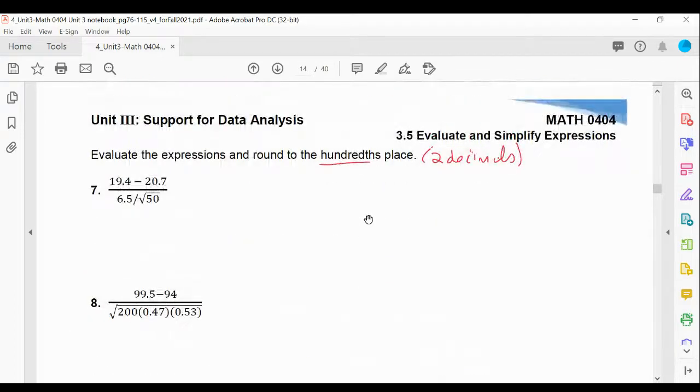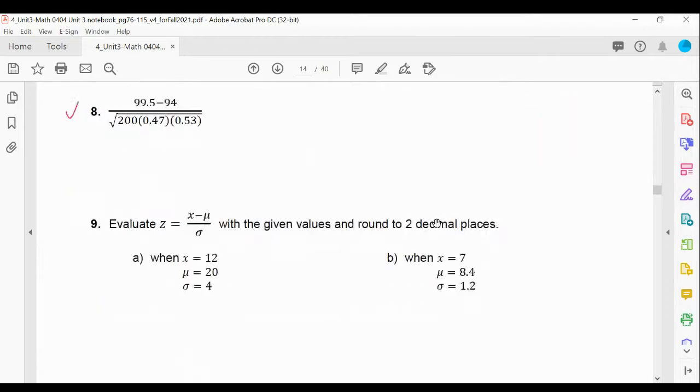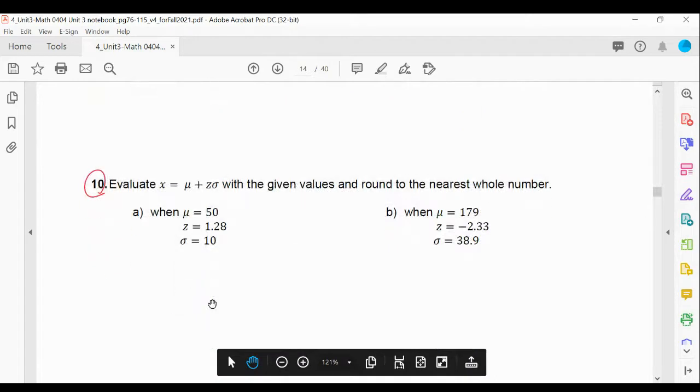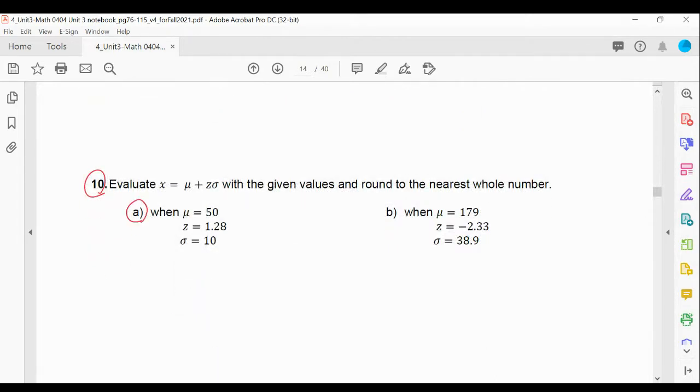So we've already had some practice on how to solve questions 7 and 8 from the previous video. So now let's focus on 9 and 10. So let's do question 9 together. Part A only. So here we have evaluate this equation with the given values and round to the nearest whole number. So this one they want us no decimals. They just want a nice whole number.